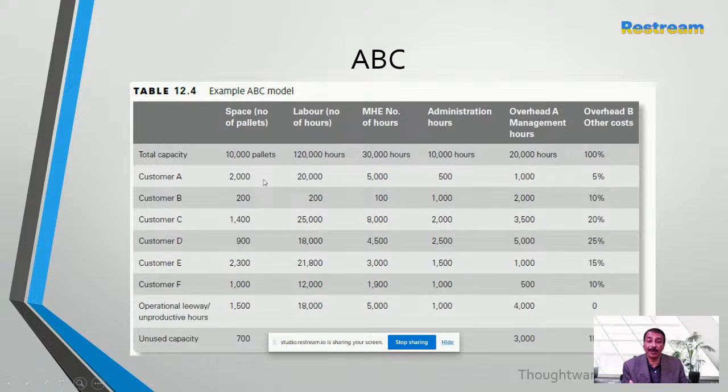Okay, you can see, for example, if you have customers A to F, customer wise we have to allocate in terms of number of pallets, and how much labor hour is involved, and also you are going to put some material handling equipment, how many hours, administration hours. So here we are talking either product wise or customer wise, how much we are spending in terms of labor hours and also equipment hours, and then finally we need to get the overall cost.